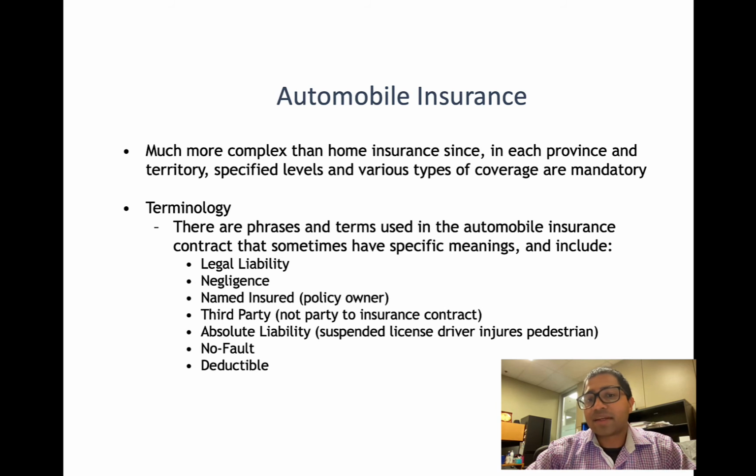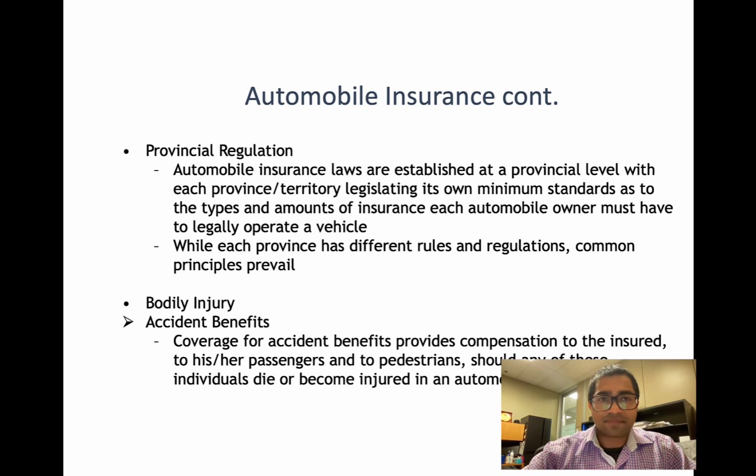Then absolute liability, for example, a suspended license driver injures a pedestrian. In that case, there is absolute liability. You can determine that the person did not have a license and they caused damage to a pedestrian, so that is fault insurance. Then there is no fault, that things happen, right? You were driving, some black ice was there, the car skidded and you hit someone else. Now it was not your fault, but still the accident happened. And then there is deductible. Deductible is your share in case an insurance claim arises.